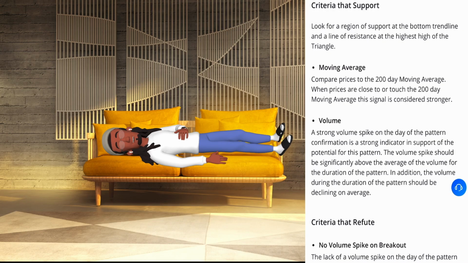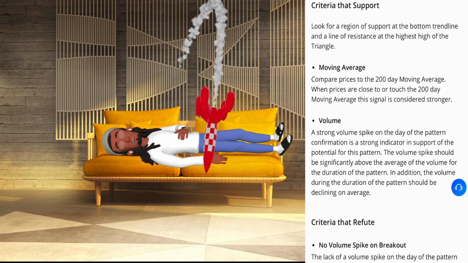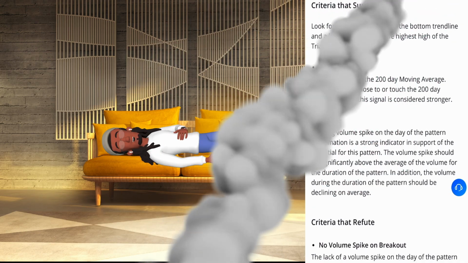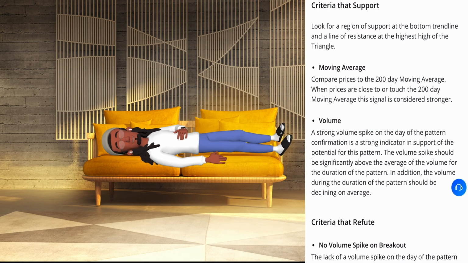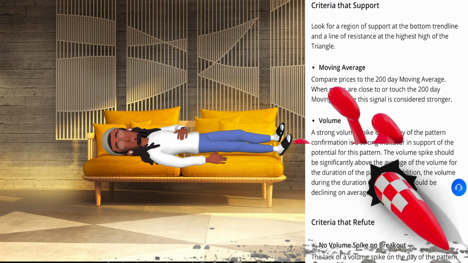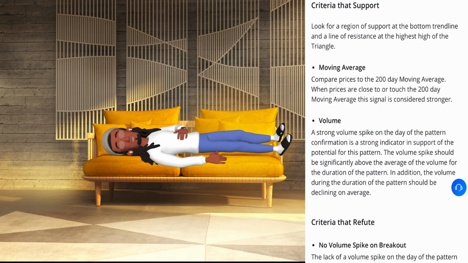Come on now, we're back to moving averages and volume. Listen to the consistency over the course of these pieces of chart art that we're going to continue to review. Look at the consistency, criteria that support: the moving average, the volume, okay? Compare prices to the 200-day moving average. When prices are close to or touch the 200-day moving average, the signal is considered stronger.